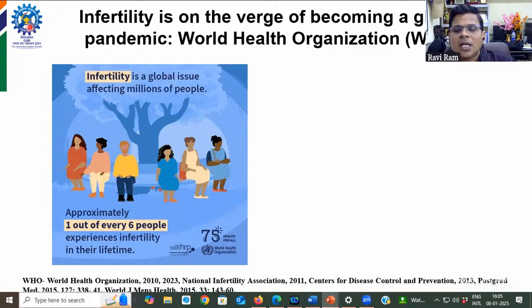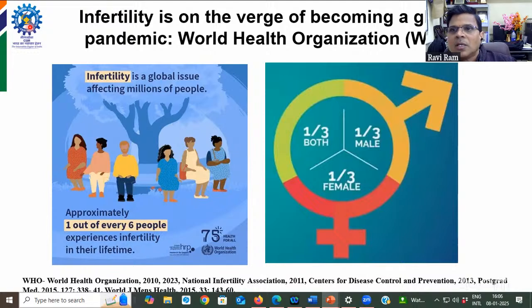And this is very clear when you go back to your own city and check how many infertility clinics there were earlier compared to how many you have right now. Almost in every nook and corner you're going to get one infertility clinic these days, irrespective of whether it is a city or a town or a village, because of this major problem. And as per WHO data, it is very clear that problems from both males and females contribute to infertility.